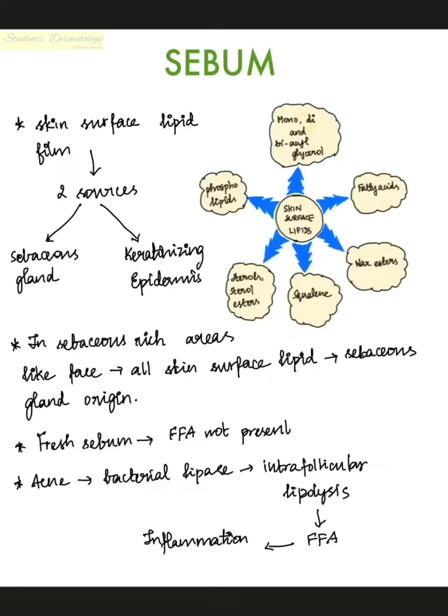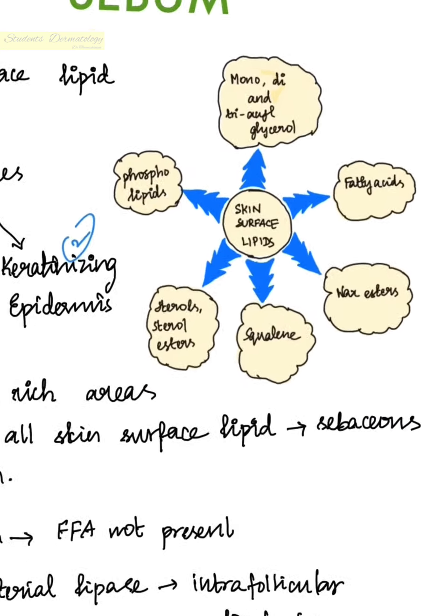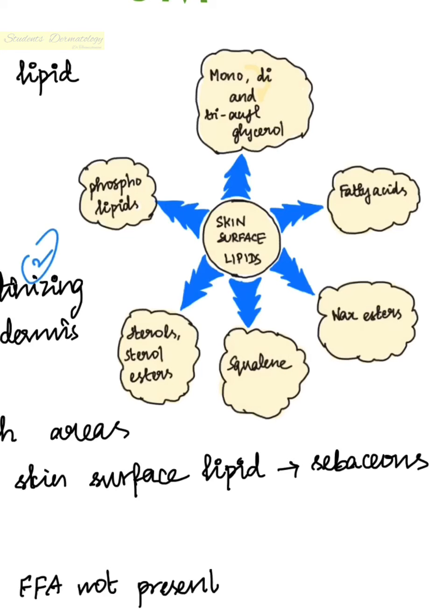Now a few points about sebum. The skin surface lipids are mainly from two sources: one is the sebaceous gland, another one is the keratinizing epidermis. Here is the composition of the skin surface lipids. They contain mono-, di- and triacylglycerol, which are the triglycerides, and then fatty acids, both saturated and unsaturated, of which unsaturated fatty acids will be more than 50%, and then wax esters, squalene, sterols and sterol esters, and phospholipids.